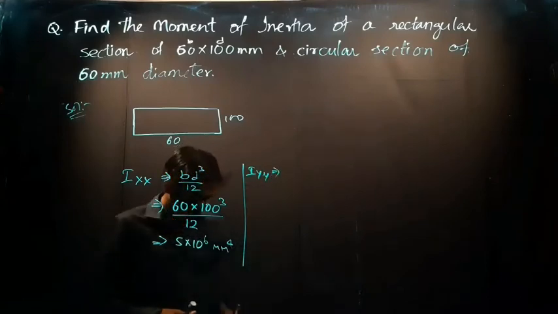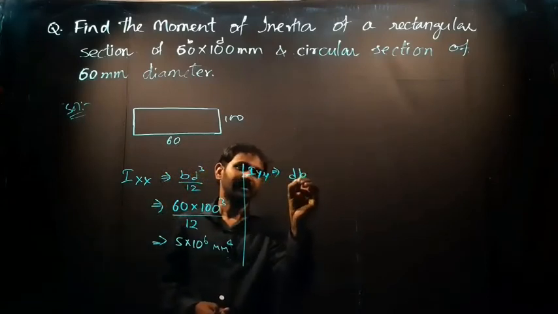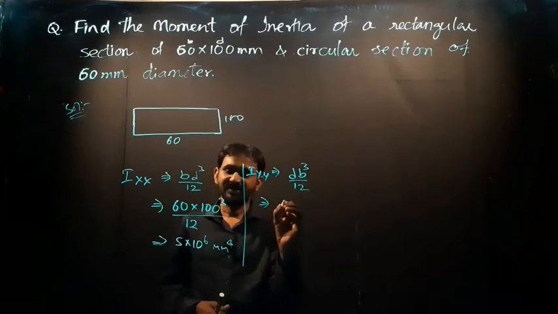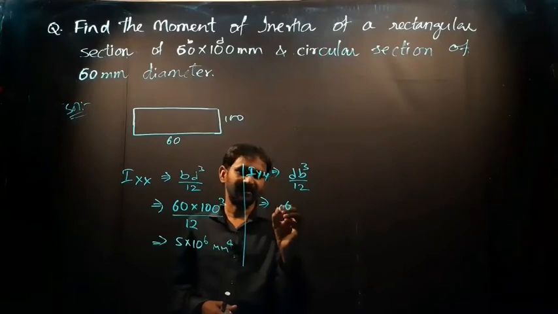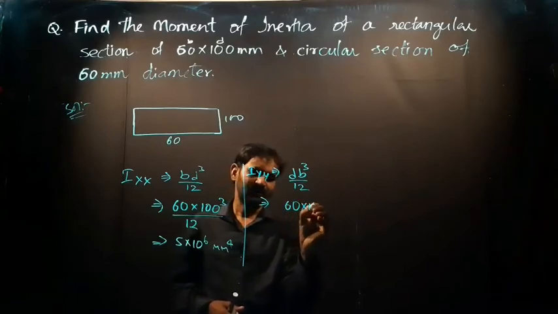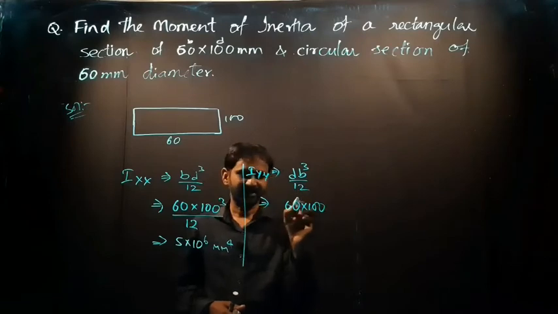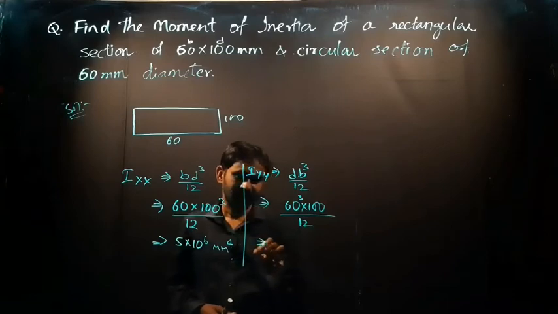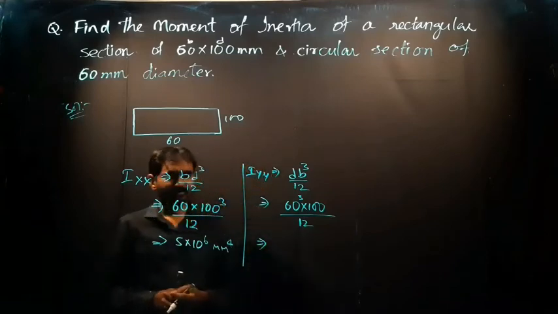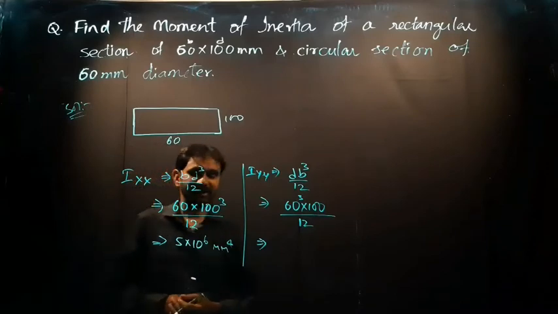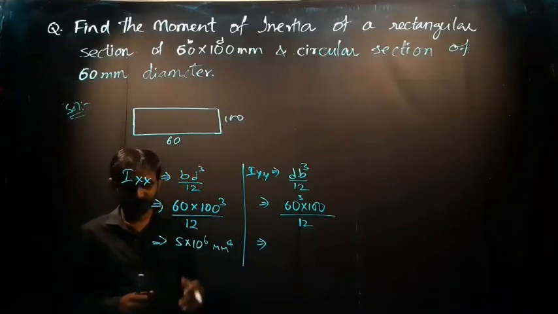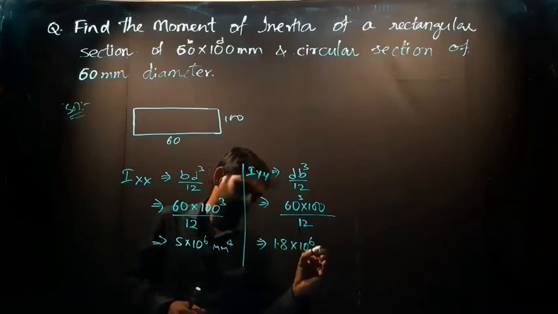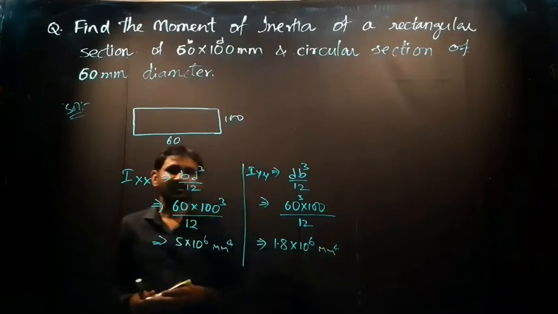Similarly, I need to find Iyy. What is the formula for Iyy? That will be DB cube by 12. So here B is 60, D is 100. Now here B is cubed, so 60 cube into 100 by 12. Now the value of 60 cube into 100 by 12 is 1.8 into 10 to the power of 6. So this is 1.8 into 10 to the power of 6 mm to the power of 4.